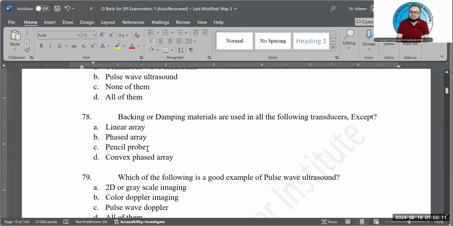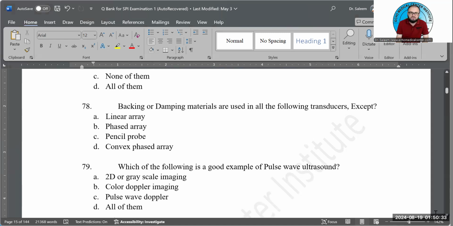Pencil probe, because the pencil probe is a continuous wave specific probe. The PEDOF probe and pencil probe are specifically designed or dedicated for continuous wave ultrasound. They are not producing a picture. Pencil probe, most commonly we use it for ABI, ankle brachial index. So that is the correct answer. Okay.